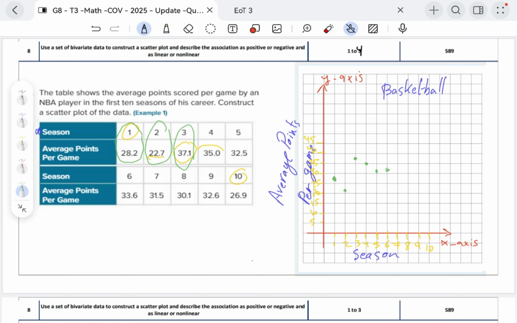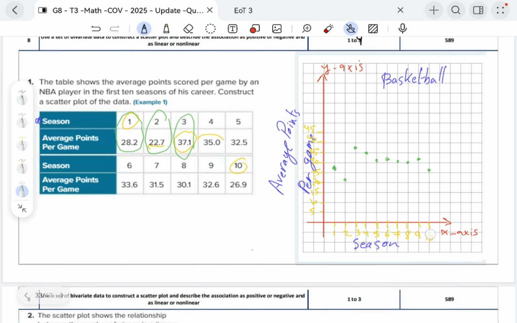The seventh point at 7 with 31. And then 8 with 30. Next point, 9 with 32. And the last point, 10 with 26. It will be here.